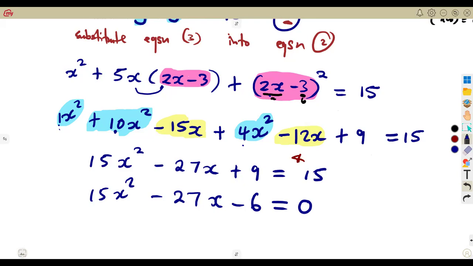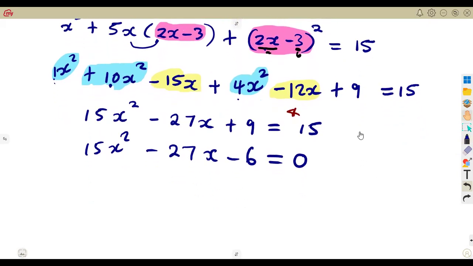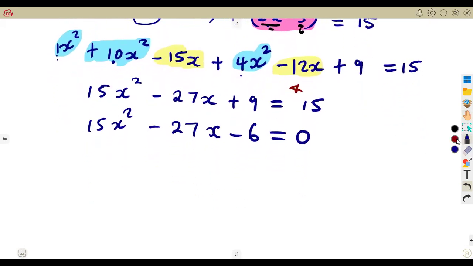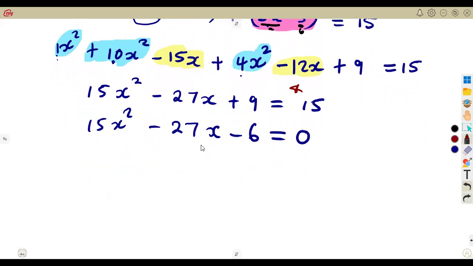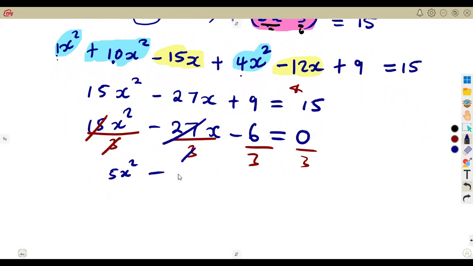Guys, for this equation, it's going to depend. You can use the quadratic formula or factorization, but at least try to reduce this equation. 15, 27, 3, and 6. You can see that 3 is common, so you can simply divide by 3. That gives us 5x squared minus 9x, and this one gives us a negative 2.